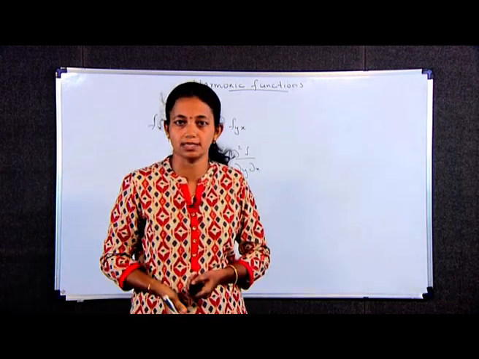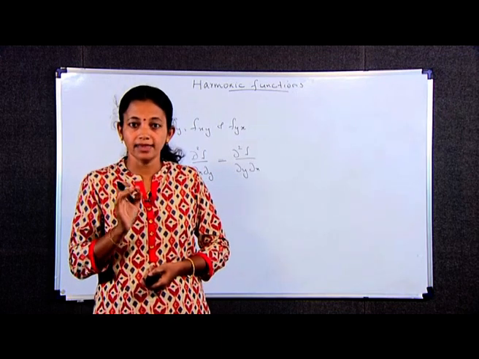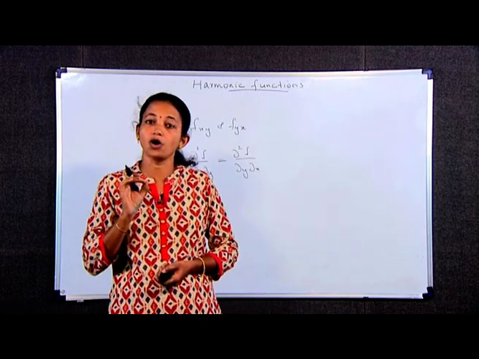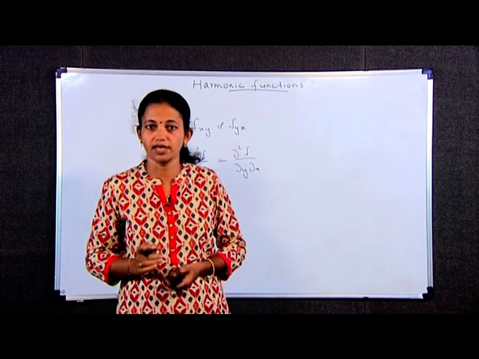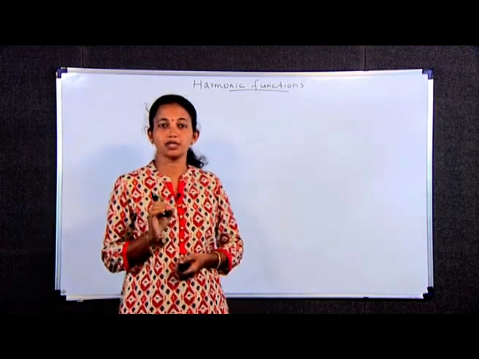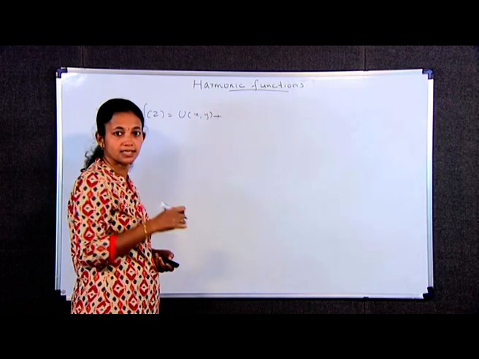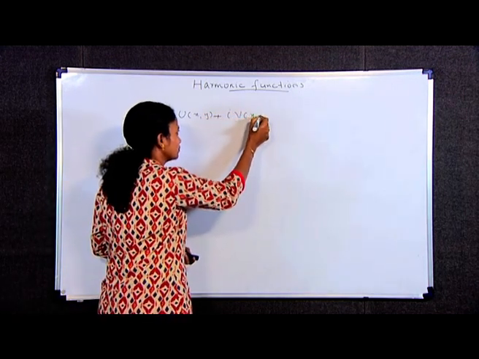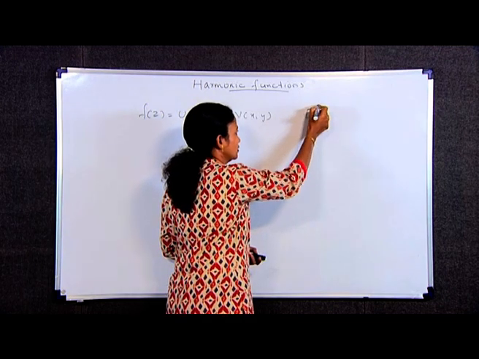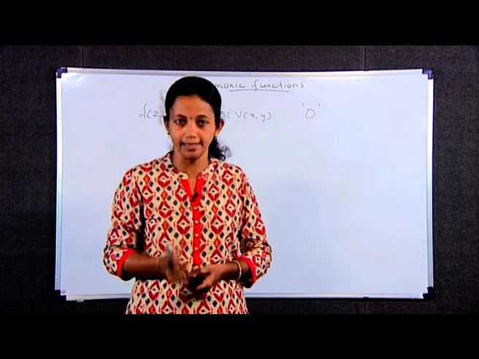We also need the following result. If a function of a complex variable is analytic at a point, then its real and imaginary components have continuous partial derivatives of all orders at that point. Next we have a theorem, that is, if a function f(z) is equal to u(x,y) plus i v(x,y) is analytic in a domain D, then its component functions u and v are harmonic in D.